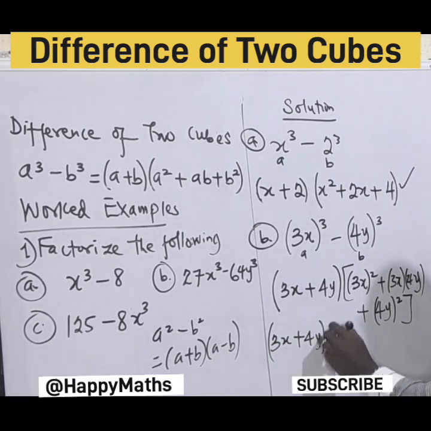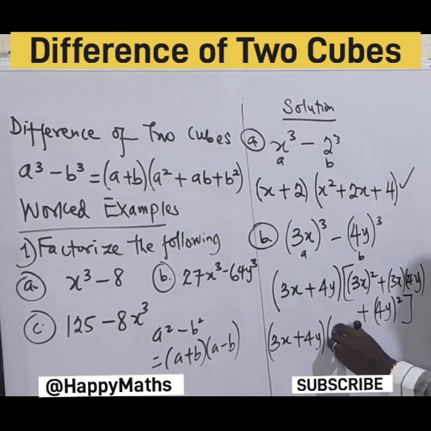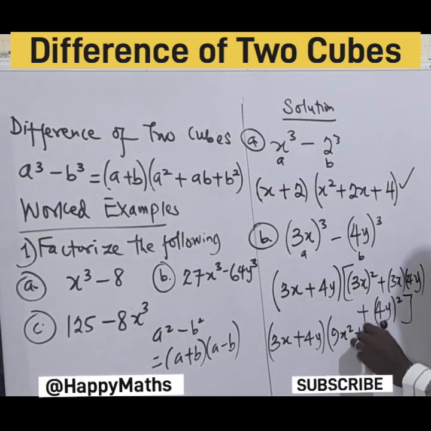Now let's solve further. 4y into 3 squared will give us 9, that is 3 times 3, then the x squared. Then plus 3 times 4, 12xy, plus 4 squared will give us 16y squared. This is the factorized version.